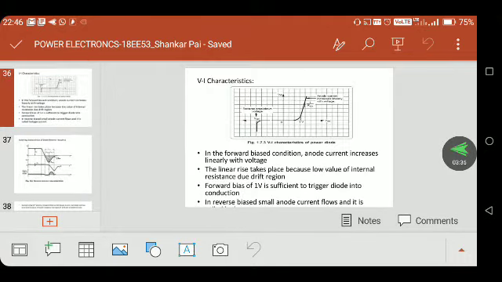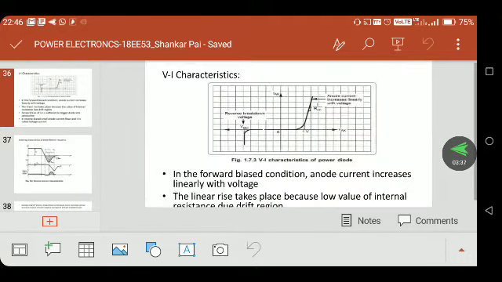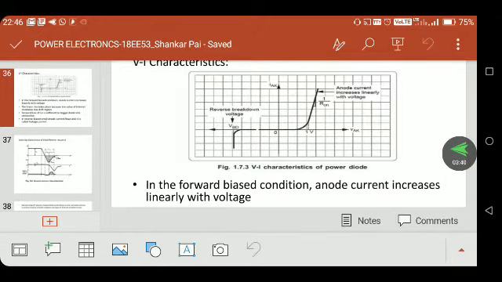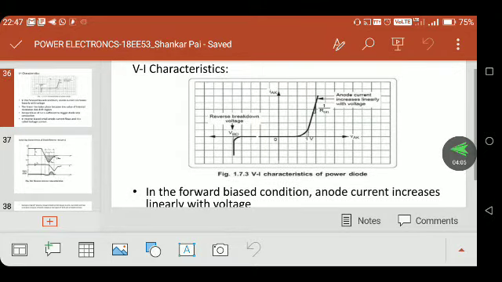Then we'll see the VI characteristic. I think the VI characteristic is familiar to you. This is similar to a signal diode. The VI characteristic is plotted between anode current and anode to cathode voltage. In the x-axis we have taken anode to cathode voltage, and in the y-axis anode current. In the first quadrant the operation is forward bias, because here we apply a positive voltage across the anode and cathode.